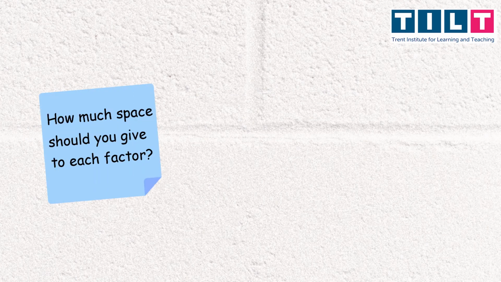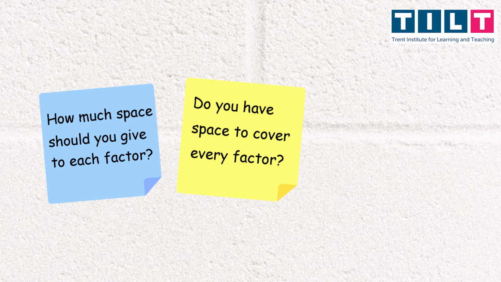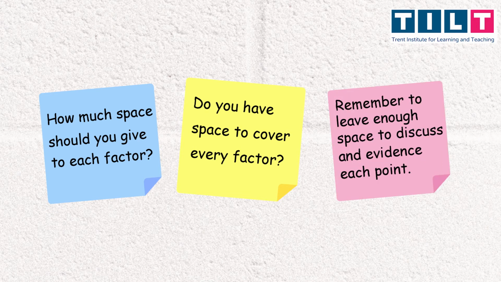Firstly, how much space should you assign to each of your factors within the overall word count? If you are writing a short essay with perhaps a 1,500 word limit, then you will need to think carefully about which factors you can include. You may decide that in order to cover the main factors, you may not be able to include some of the less important factors. Certainly, when you discuss any factor, you will need to ensure that you leave enough space to fully explain your ideas and to supply the relevant evidence and discussion.